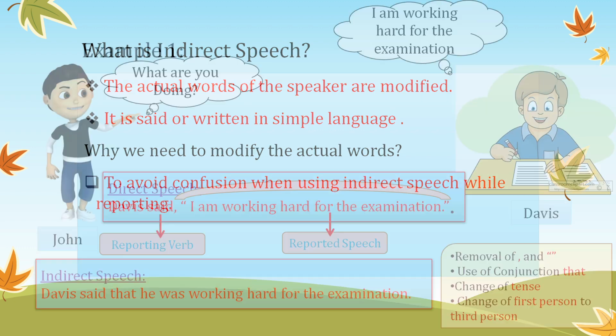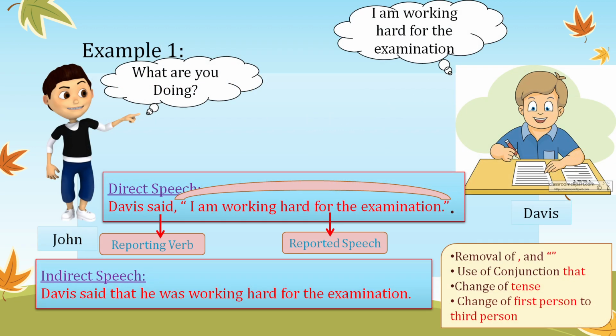Now, let's see how to change direct into indirect. Let's take the same example once again. Here John is asking, "What are you doing?" And Davis is responding, "I'm working hard for the examination." As we have already seen in direct speech, it will be "Davis said, I'm working hard for the examination." This is how John is going to report the words of Davis to a third person. Some things we have to take care of: notice here, said is a reporting verb, and this is your reported speech. What Davis said, the words that we are reporting to the third person, is your reported speech. And here, said is your reporting verb.